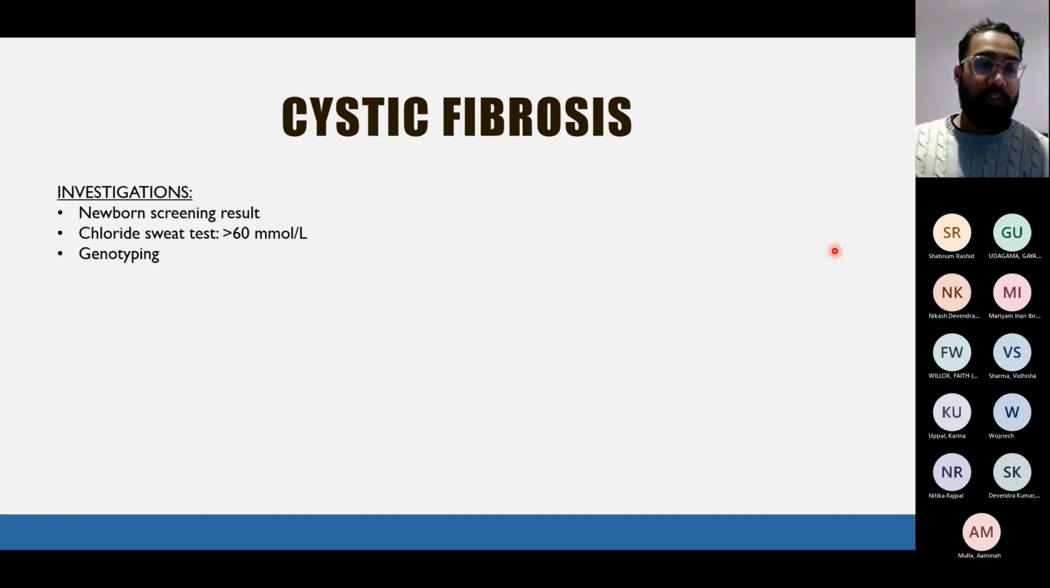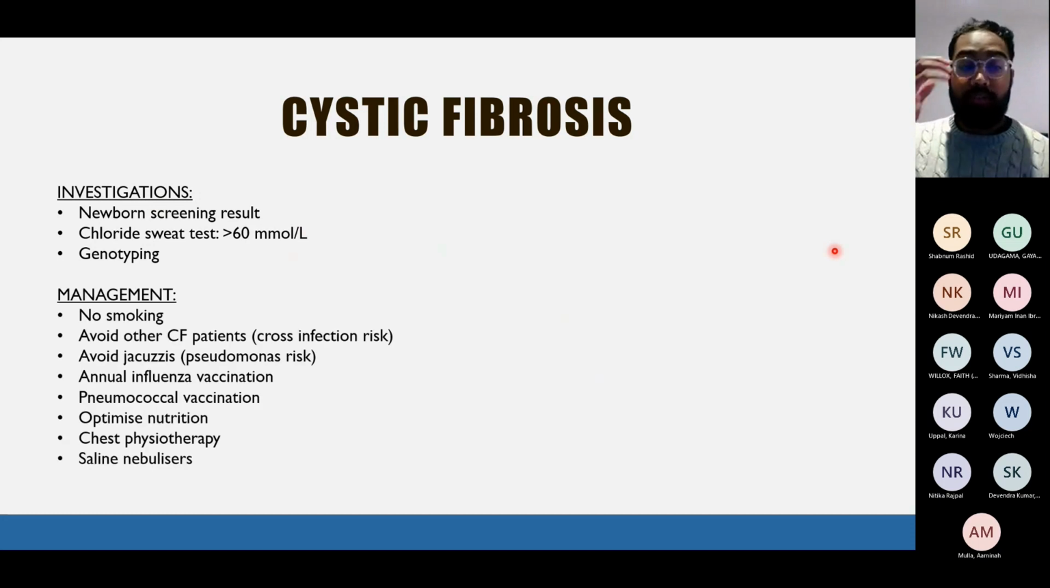You can also do a chloride sweat test. So any concentration of chloride above 60 millimoles per liter in the sweat test is pointing towards a diagnosis of cystic fibrosis. You can do gene studies as well. Management, there's not a lot we can do apart from supportive, unfortunately. So no smoking, obviously, because a person with cystic fibrosis is massively predisposed to lung problems anyway. Adding smoking into that list of contributing factors is really not going to help them.